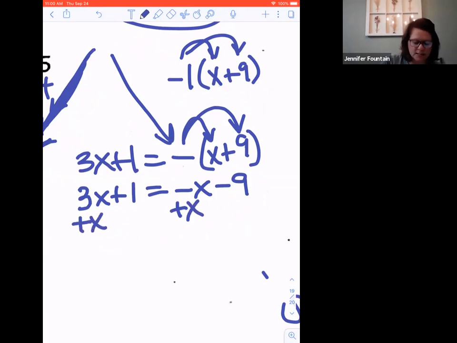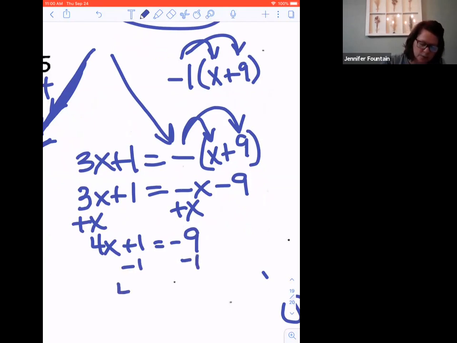So 3x plus x is 4x plus 1 equals -9. My 1 on the left is positive, so I move it by subtracting. So 4x equals -9 minus 1, which is the same as -9 plus a -1, so that will be -10. Divide by 4, divide by 4.